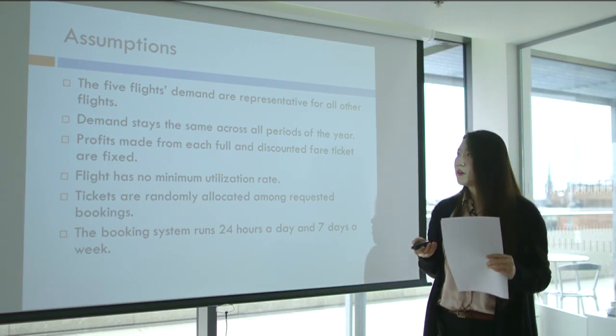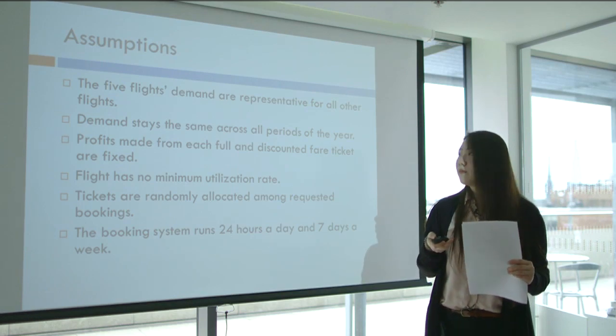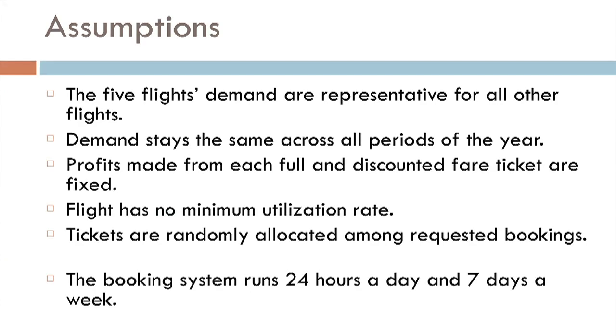In case demand is particularly high in a particular month, we can always reset the demand for that month. The third assumption is that the profit made from each full and discounted fare ticket is fixed, at £100 and £35 as we already explained in the previous slide. We also assume that tickets have no minimum utilization rate, and that tickets are randomly allocated among requested bookings regardless of the time they were booked. The booking system runs 24 hours a day, 7 days a week.